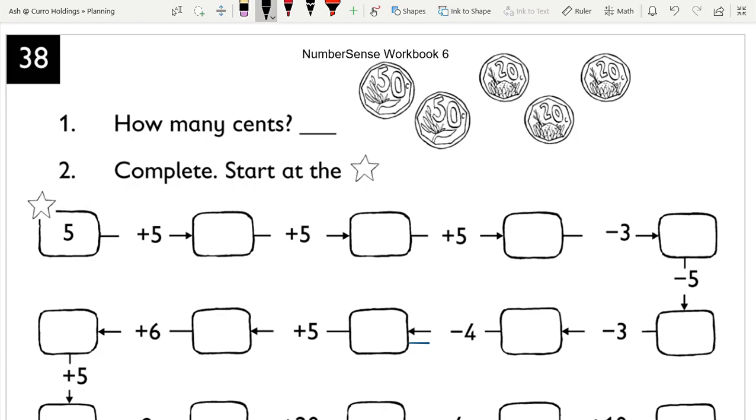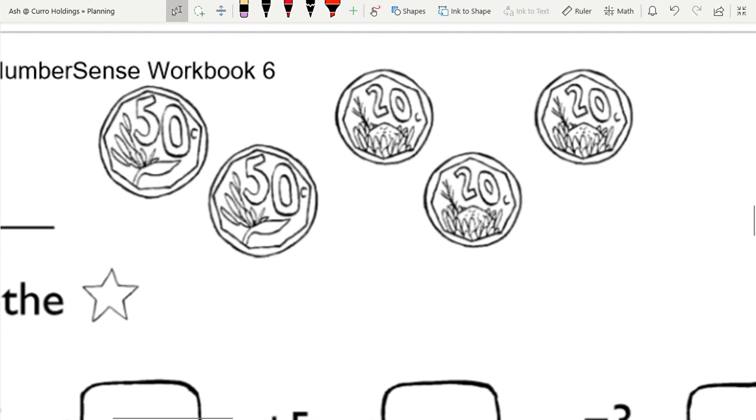Today I'm going to go through some number sense with you in our workbook number 6 on page 38. So your page should look a little something like this at the top. And number 1 asks us, how many cents? So as you can see, there are 5 coins at the top. We've got 2 50-cent coins and 3 20-cent coins.